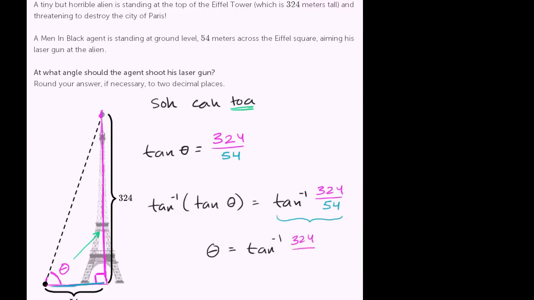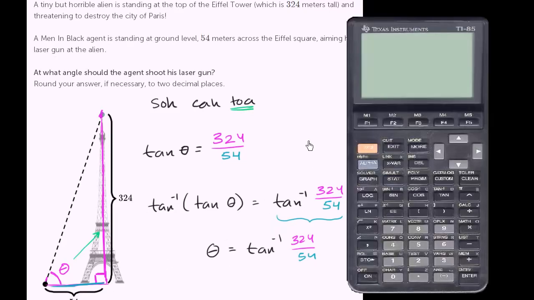Once again, this inverse tangent thing you might find confusing, but all this is saying is, over here we're saying tangent of some angle is 324 over 54. This is just saying my angle is whatever angle I need so that when I take the tangent of it, I get 324 over 54. It's how we will solve for theta.